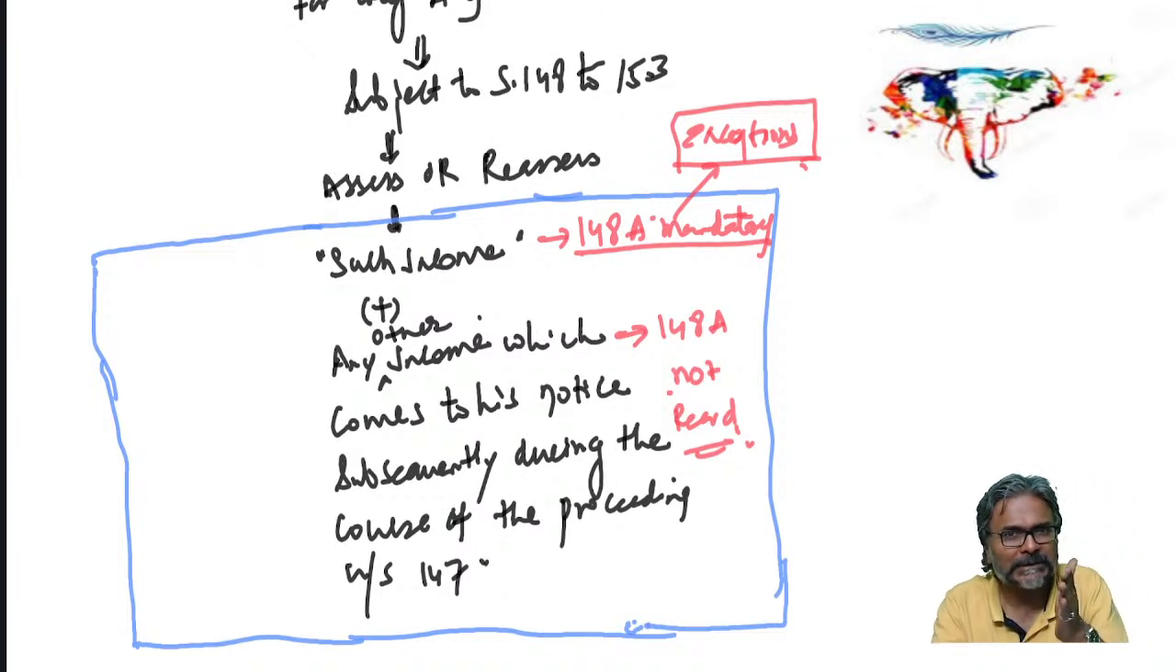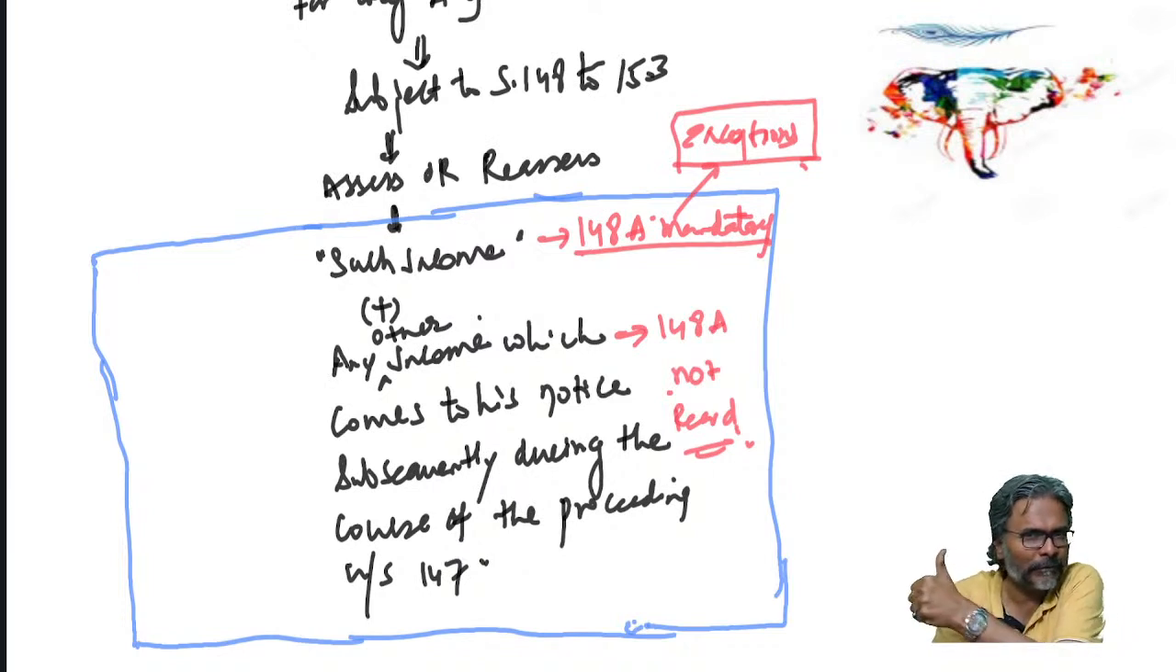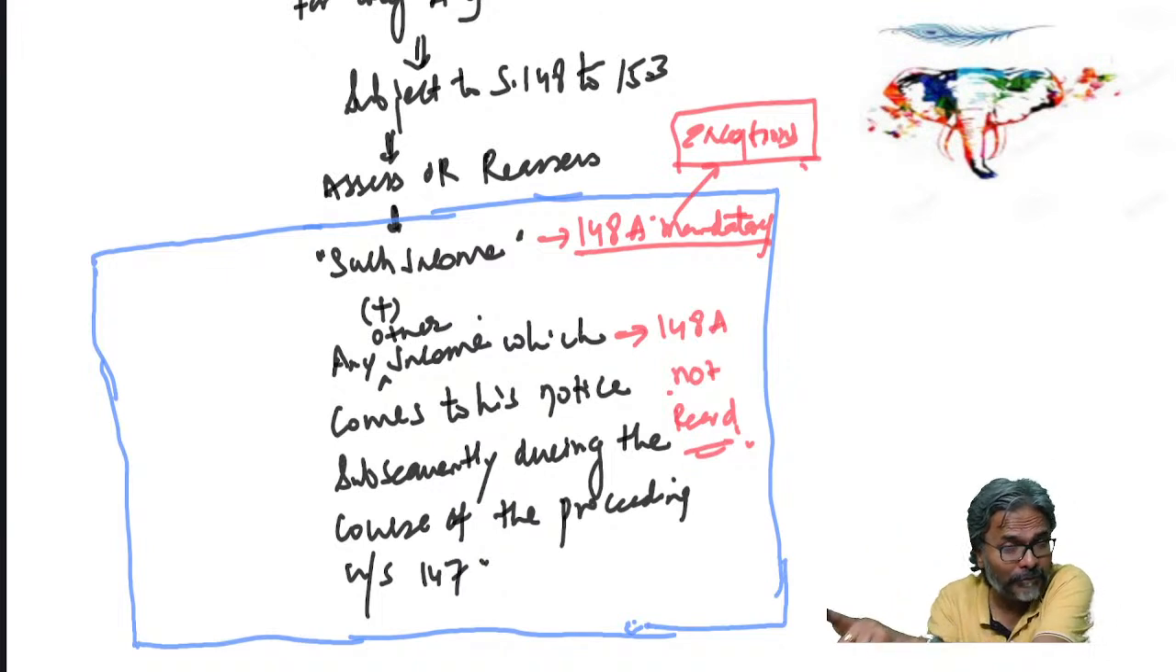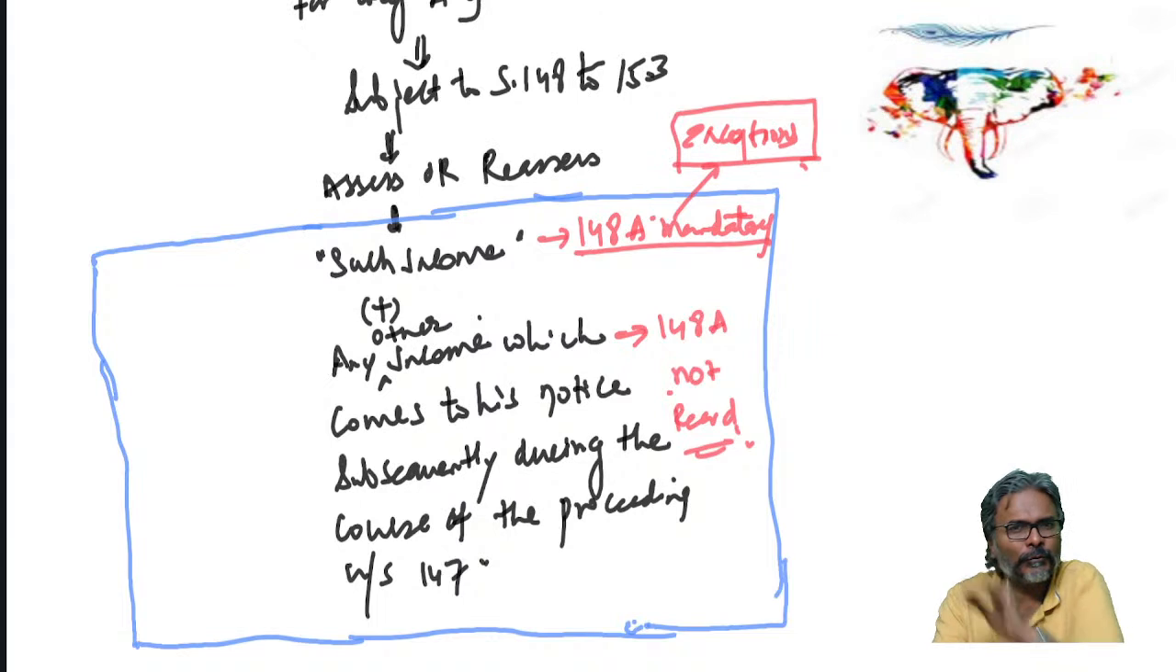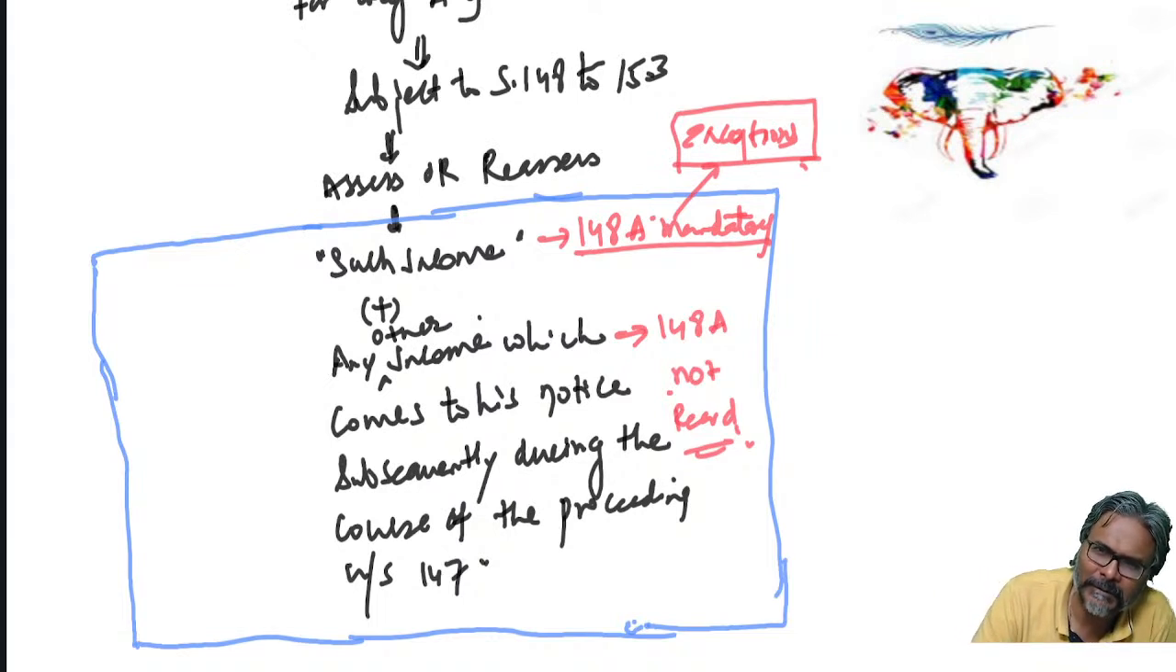These are the important steps: first you do your inquiry, gather the material, and before you proceed further to do 147, give the assessee an opportunity of being heard. Only after the opportunity is given would the notice be given under 147 to start the process of reassessment.